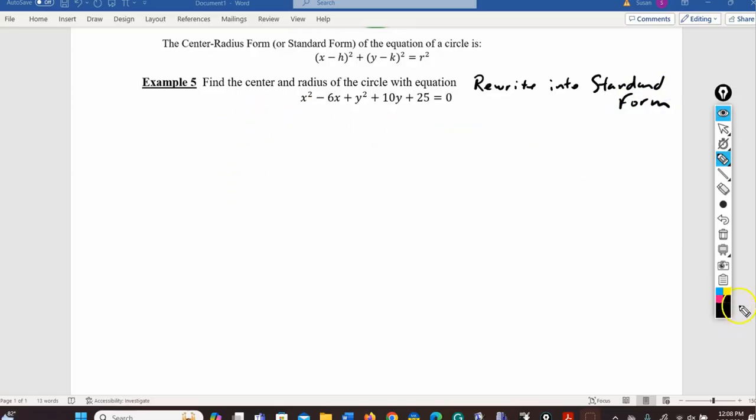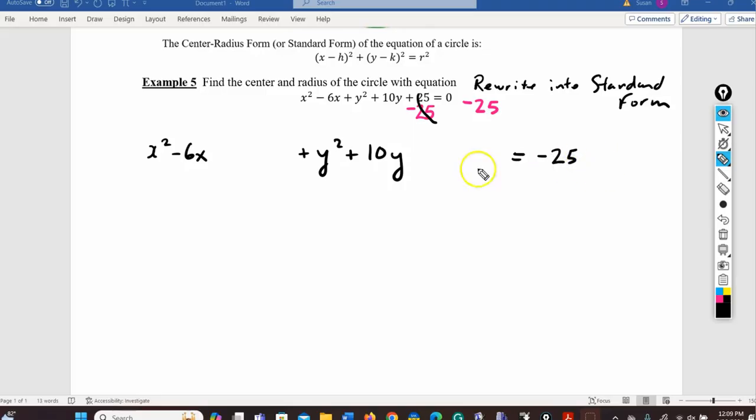Okay, so the first thing we need to do: there's a number on its own, and I need to get it to the other side. So I'm just going to get that to the other side. Let me do that in black. So I'm going to have x squared minus 6x, then I'm going to leave a gap because I have the x terms together, and plus y squared plus 10y. I'm going to leave a gap, and equals 0 minus 25, which is negative 25.